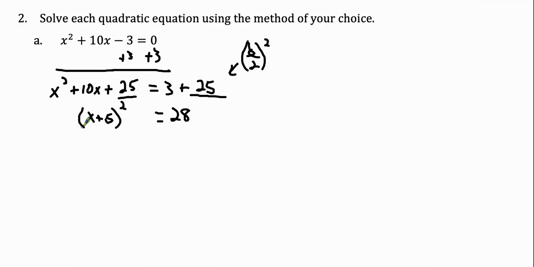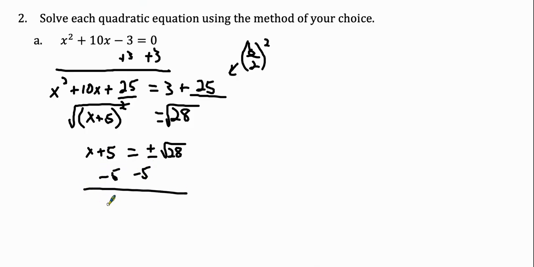Now, from here to solve, I can take the square root of both sides. So the square and the square root cancel out on the left, and I just get x plus 5. On the right, don't forget that whenever we take a square root as part of the solving process, we will have plus or minus the square root of 28. Now, 28 is not a perfect square, so I can just leave that as the square root of 28. And then I have one more step to get x by itself, subtract the 5 over, and we can write our final answer as -5 plus or minus the square root of 28.